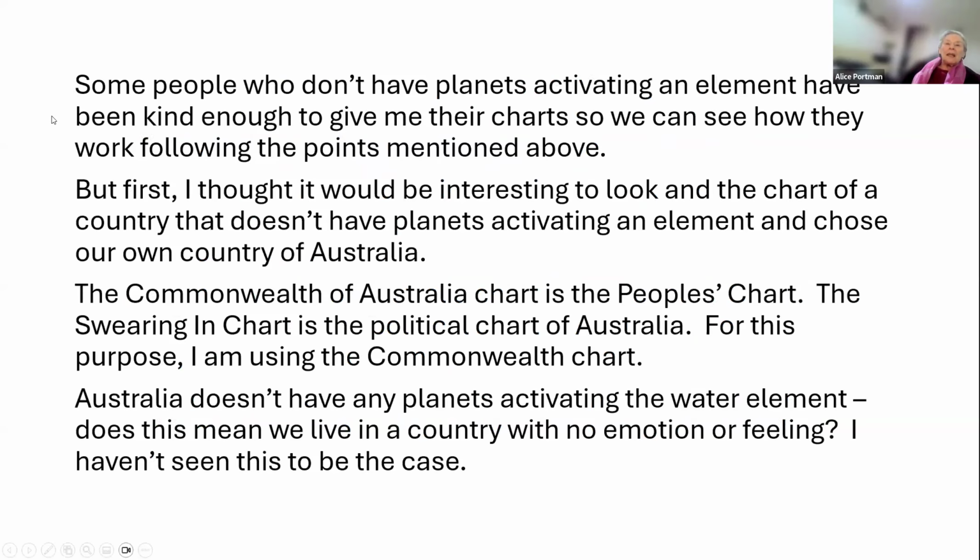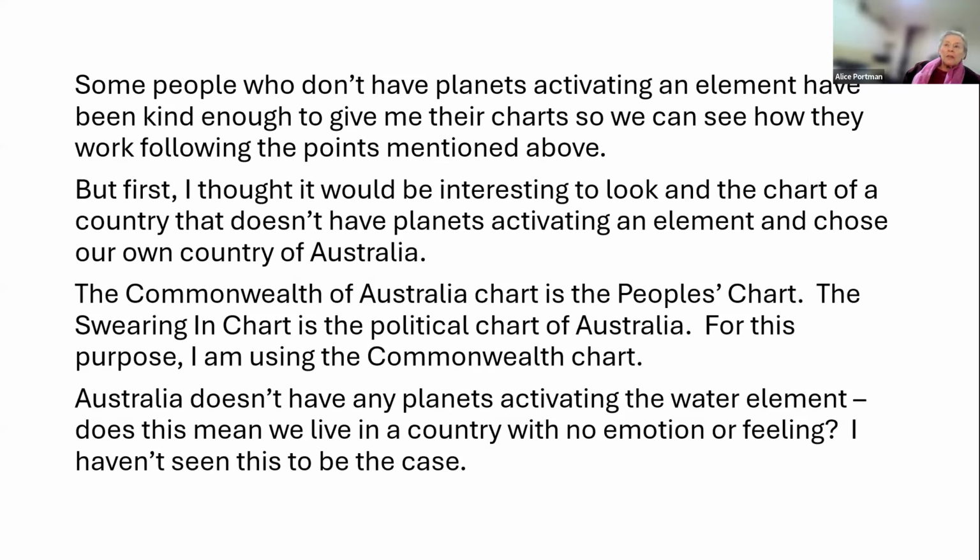Now, we're getting to the fun part in a minute where we all discuss it. Some people who don't have planets activating an element have been kind enough to give me their charts so we can see how they work. But first, I thought it would be interesting to look at the chart of a country that doesn't have planets activating an element. And of course, Australia is one. The Commonwealth of Australia's chart is the People's Chart. The swearing-in chart is the political chart of Australia. So for this purpose, I'm using the Commonwealth chart.